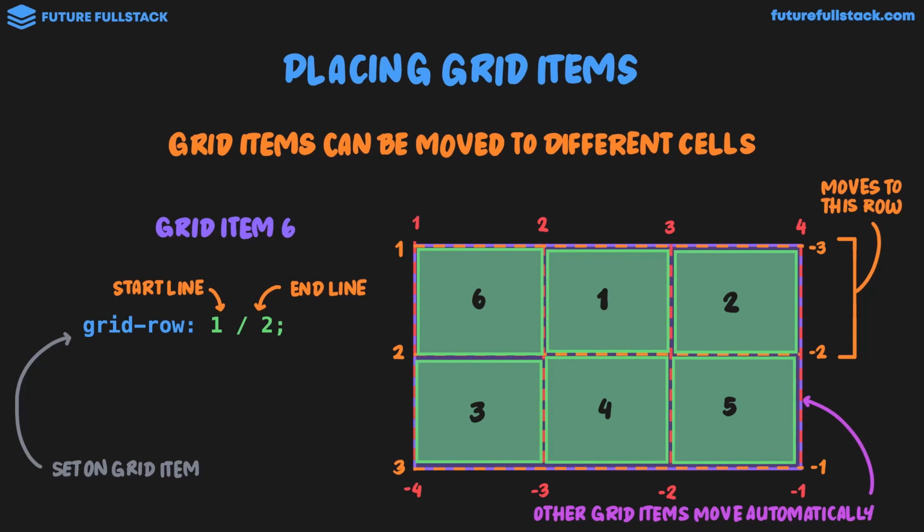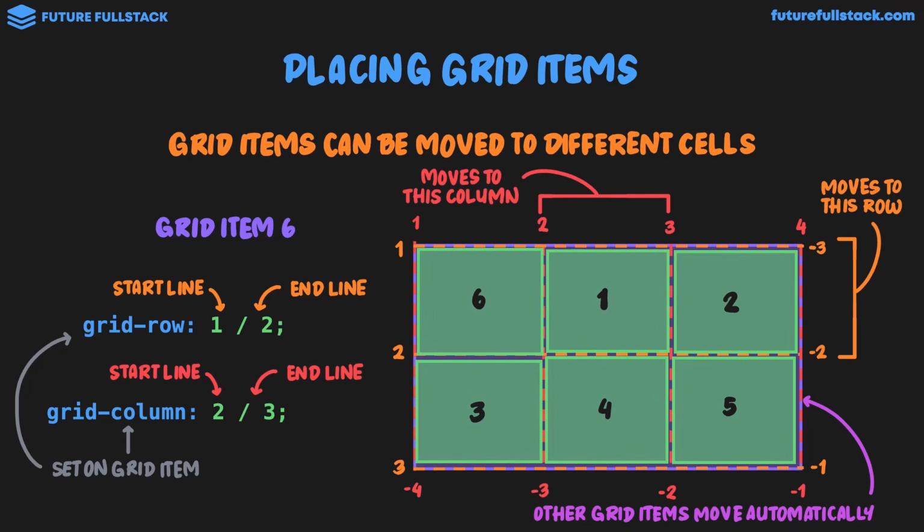So we've looked at the grid row property. Let's now look at the grid column property. It follows the same format, where 2/3 now represents the start line and end line of a column. So setting this property will result in grid item 6 moving to this column. That is where the vertical grid line is starting at 2 and ending at 3. So grid item 6 will move here, and this will result in grid item 1 moving back to position 1.